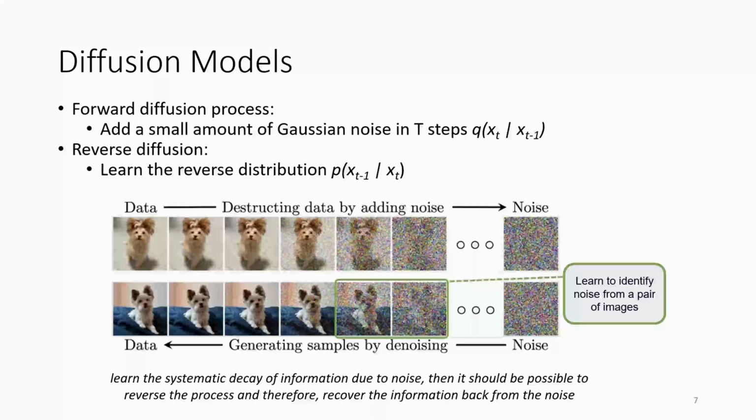What the neural network does here is learn to identify this small amount of noise from a pair of image. In practice, in terms of training, you throw in a bunch of images paired with time steps, where it learns to identify what noise it has to remove to recover the image to the previous time step. So it's very simple like that.